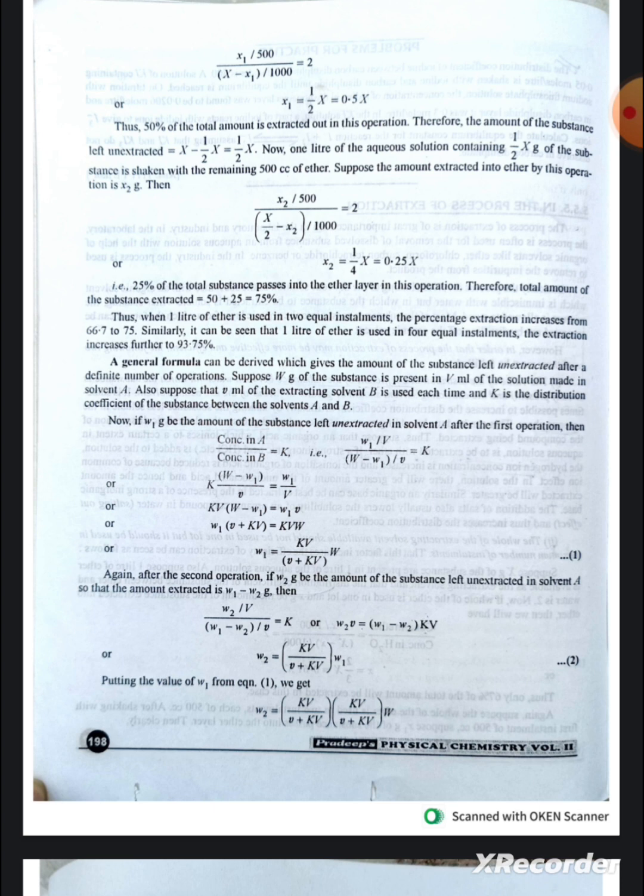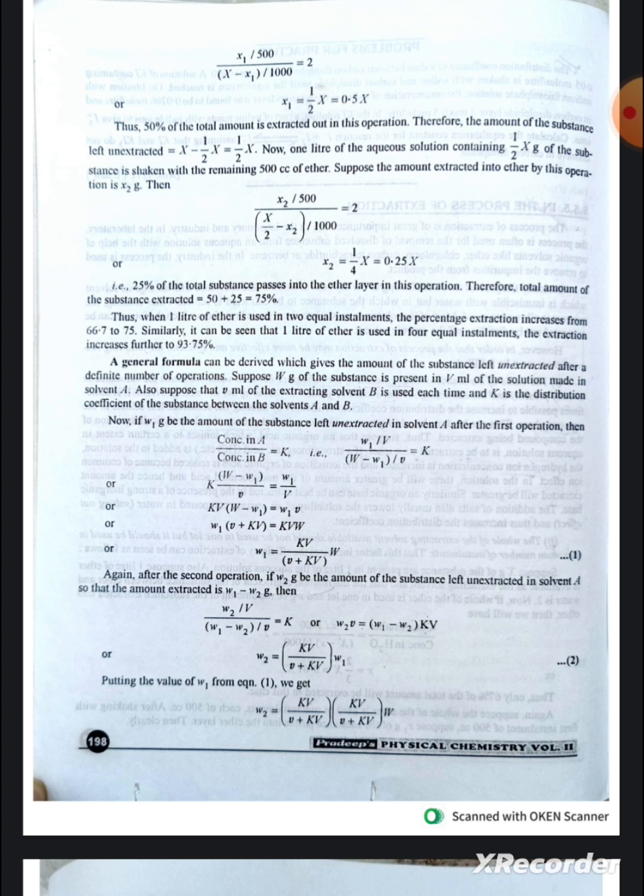Now if W1 gram is the amount of substance left unextracted in solvent A after the first operation, then concentration in A by concentration in B is equal to K. That is, K into (W minus W1)/v is equal to W1/V. On solving the equation, we get W1 is equal to KvW by (V plus Kv).